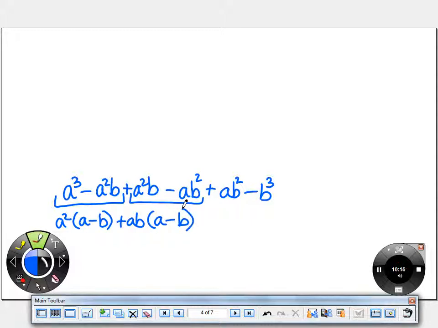Told you guys I was strategic about the way I was ordering them, right? Hoping I worked it out right. And then these last 2 terms, b squared. All right. So I did choose a good order.